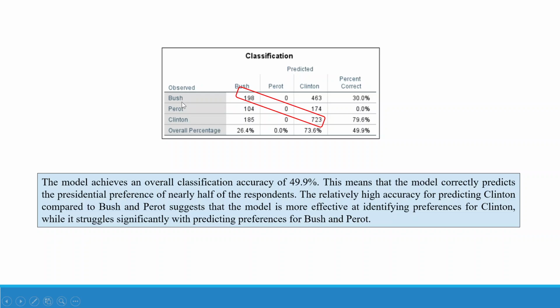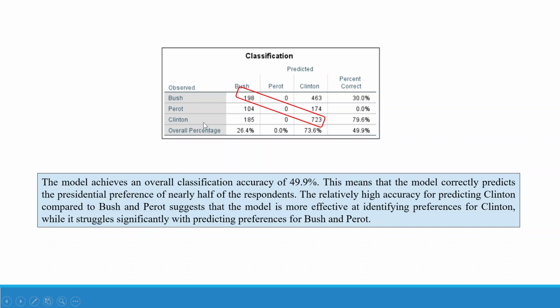So this is the observed data, and this is the predicted data by multinomial logistic regression model. 198 are such cases in which the respondent's preference was Bush, and the prediction done by the model was correct. Parrot observed and the predicted model 0. So the model is not working good for the Parrot.